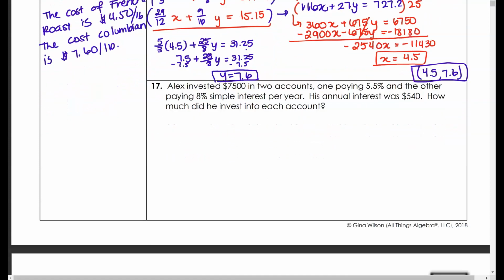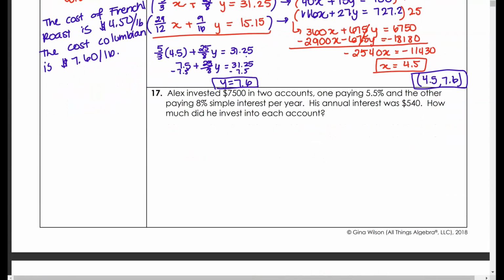All right, the last one here. So Alex invested $7,500 into 2 accounts. One is paying a 5.5% interest. The other one is paying 8% simple interest per year. His annual interest was $540. How much did he invest in each account?